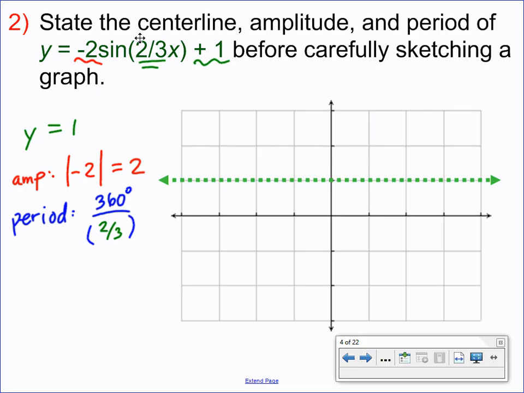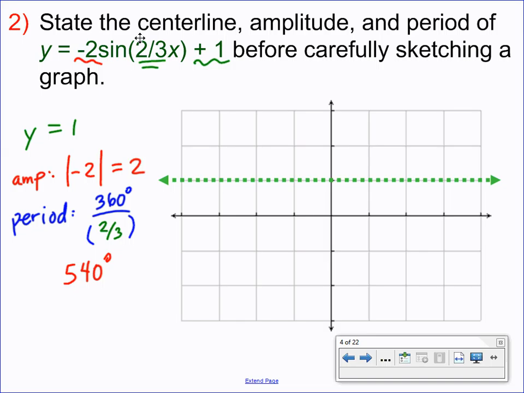So I'm getting a period of 540 degrees. Raise your hand if you had that for the period. Anybody else have 540 for the period? Hey, good job.